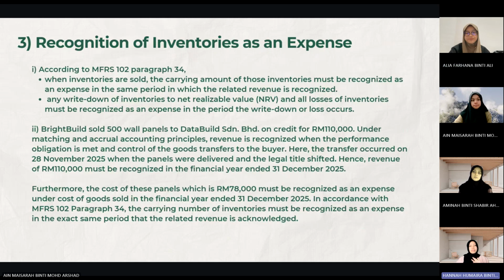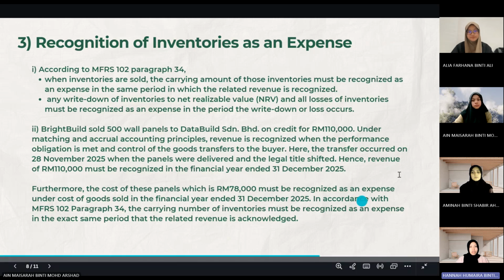Okay, next, I will explain about the recognition of inventories as an expense. So for the first question, when can we recognize cost of inventories as an expense? According to MFRS 102, paragraph 34, when inventories are sold, the carrying amount of those inventories must be recognized as an expense in the same period in which the related revenue is recognized. Secondly, any write-down of inventories to net realizable value (NRV) and all losses of inventories must be recognized as an expense in the period the write-down or loss occurs.